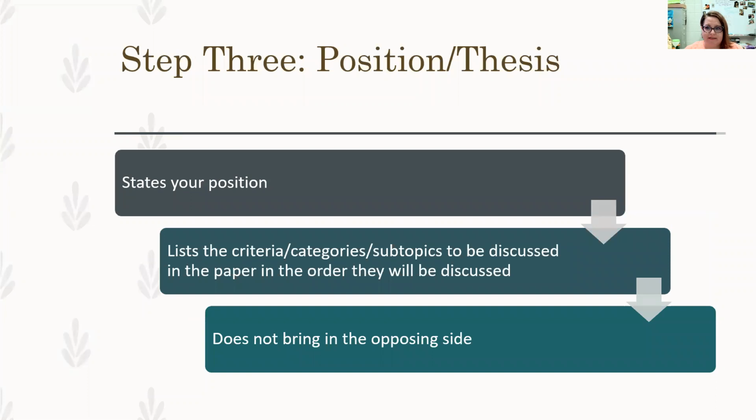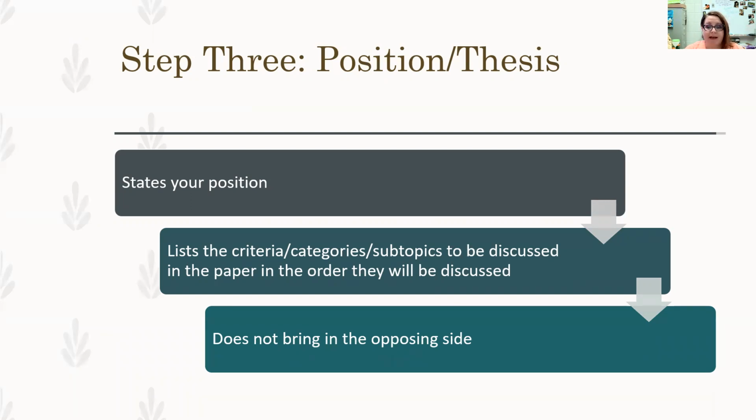And then you do your thesis statement, which is your position or the argument you're making, and the criteria or categories or subtopics that will be discussed in the paper in the order they will be discussed. However, you don't bring in the opposing side here, because the thesis should just stand on its own and set up your argument, and you want to appear like you're the expert. Here, you want to think, though, if it's not in the thesis, except for the opposing side, it doesn't belong in the paper.